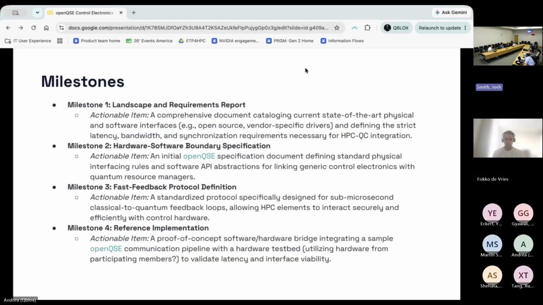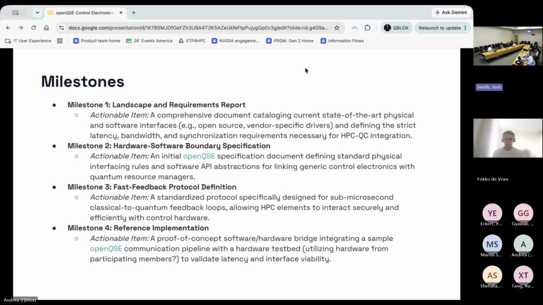But before, isn't a step before that to actually define what's the input and output of that control stack? Yes, precisely. That's why I see all of these milestones being achieved sequentially, right? First we just do this study of saying what's out there, is anyone even interested in this? If you have a full stack vendor where you have in-house control electronics, would there be even interest about this? How are they seeing this connection to HPC, to other parts of the ecosystem?